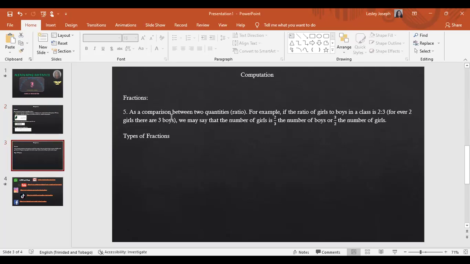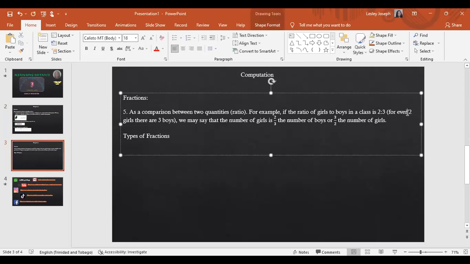Another way that we can represent a fraction is as a comparison between two quantities. For example, if we wanted to know the ratio of girls to boys in a class, and we have 2 to 3, this means that for every two girls, there are three boys. And we can say that the number of girls is 2/3 the number of boys, or the number of boys is 3/2 the number of girls.